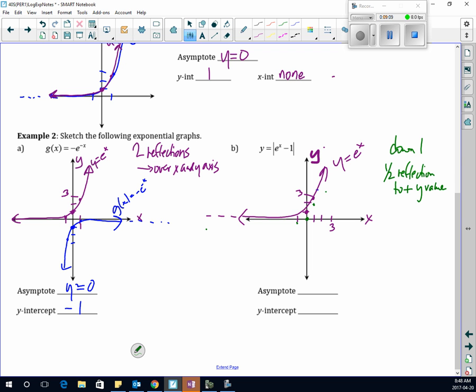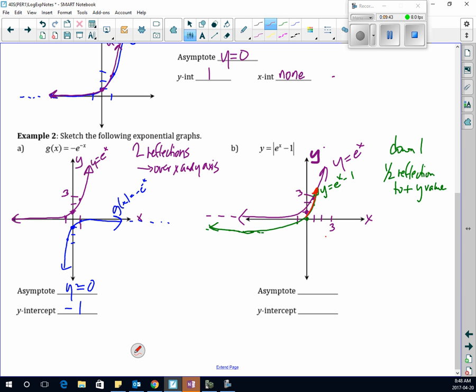Yeah? And where's my new asymptote? Right there. Yes? So this is y equals e to the power x shifted down 1. Everybody agree? Okay, so now I'm going to use red. And what's going to happen with this absolute value? Does everybody see this is going to stay the same, right? That's why I'm calling it a half reflection, because all the positive y values are staying the same.